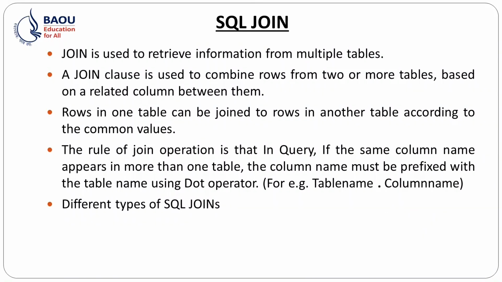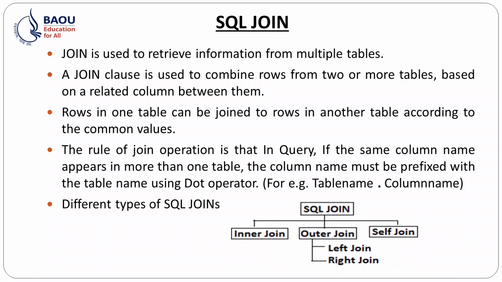Now the different types of SQL joins: SQL joins are of three types: inner join, outer join and self join. The outer join is again divided into two parts, left join and right join.